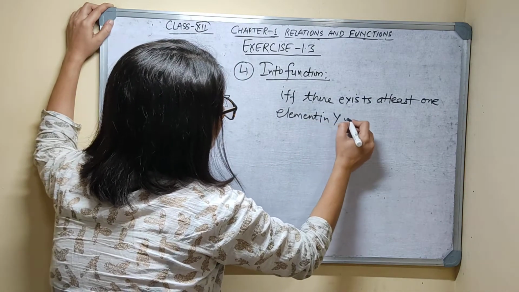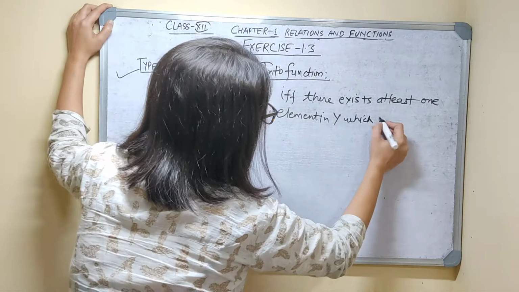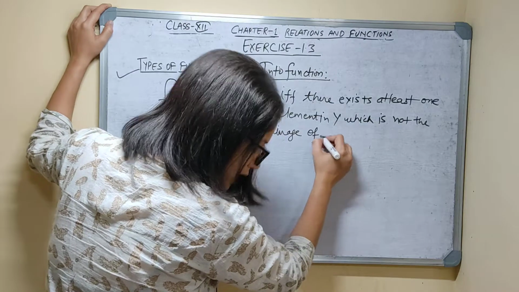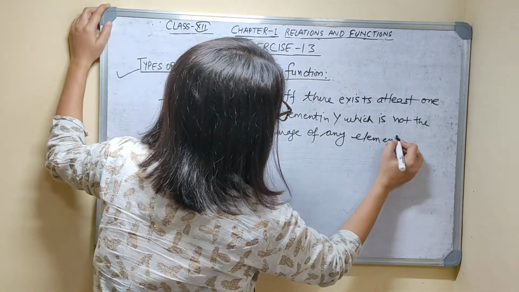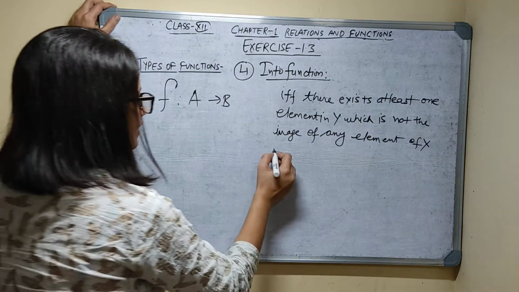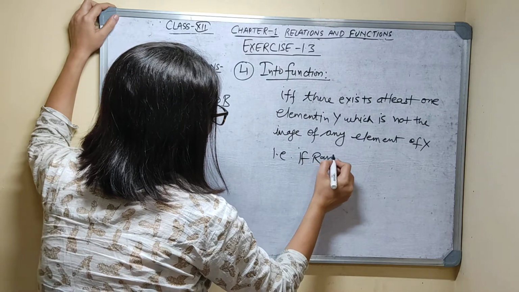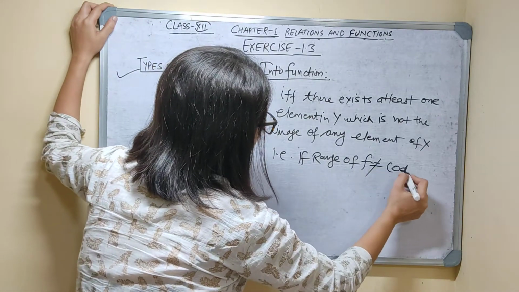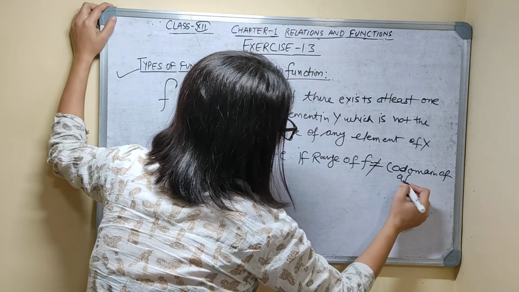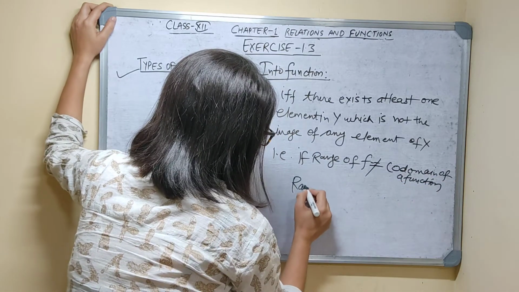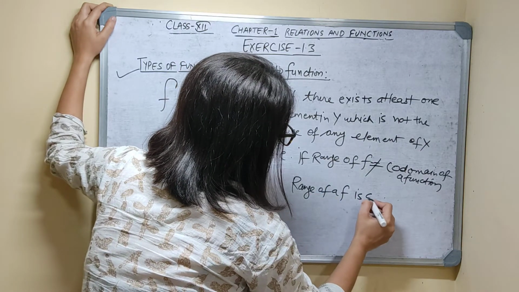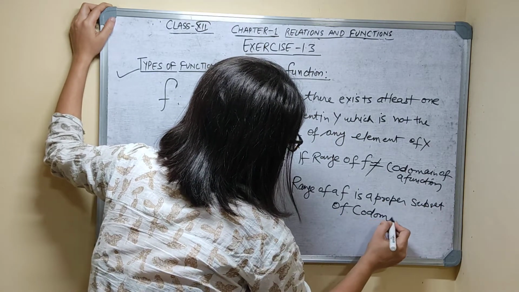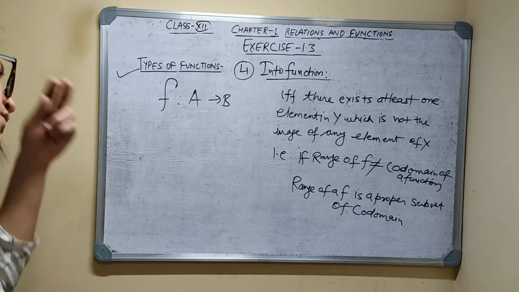in Y which is not the image of any element of X. That is, if the range of a function is not equal to the codomain of a function, and the range of a function is a proper subset of codomain. Got my point? Range of a function is a proper subset of codomain.